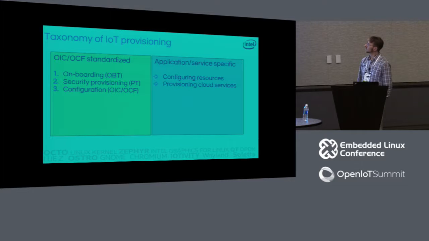And the second step, we have the security provisioning, where we deploy the ACLs and credentials. And then comes configuration like location and time zone and so on. But in addition to the standardized ones, I'm going to talk about provisioning from which comes end to end. For instance, we need to provision the cloud services with the resources we find, and we need to be able to tell the cloud what kind of resources we have.